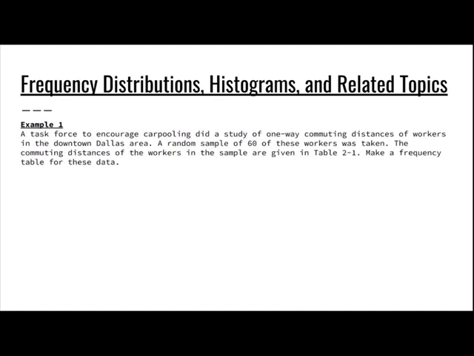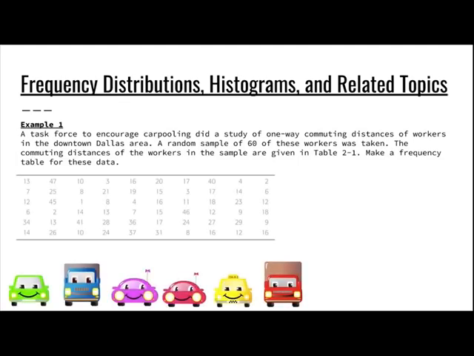Here's an example. We're going to construct a frequency distribution, or frequency table, together. A task force to encourage carpooling did a study of one-way commuting distances of workers in the downtown Dallas area. A random sample of 60 of these workers was taken. The commuting distances of the workers in the sample are given in Table 2-1. Make a frequency table for this data. So here is the data that we are given.